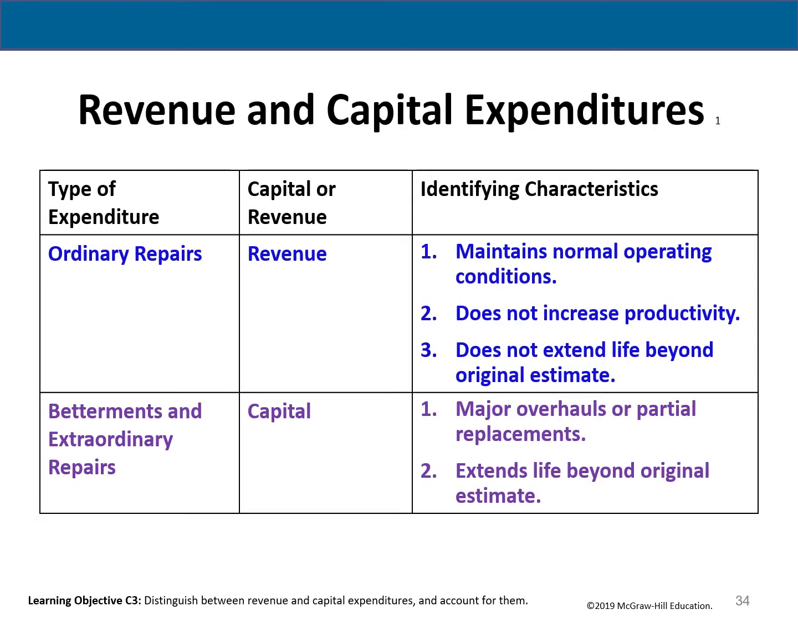So ordinary repairs, we would debit maybe maintenance expense. We call them revenue expenditures because we match them against revenue. So it maintains our normal operating, doesn't increase our productivity, doesn't extend the life any longer. Betterments and extraordinary repairs are capital expenditures, and that just means they're debited to the asset. Major overhauls or partial replacement extends the life beyond the original estimate. So you would have to define that by what the expenditure is doing and then record it accordingly.